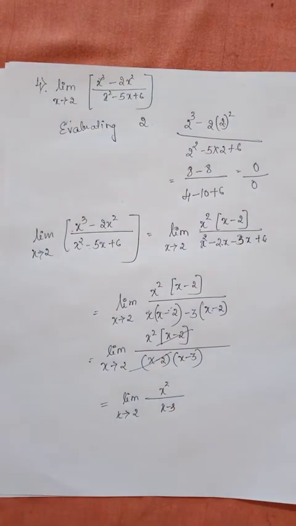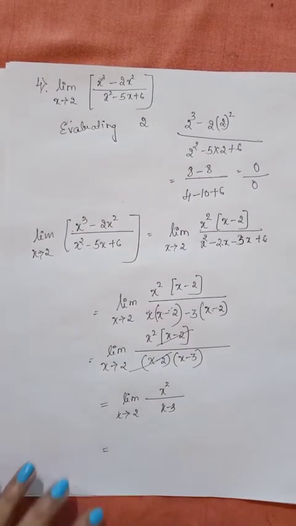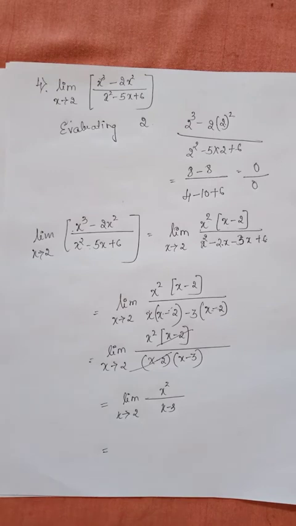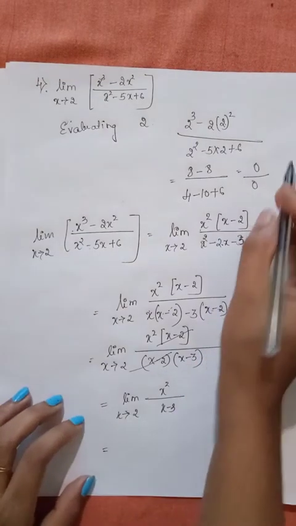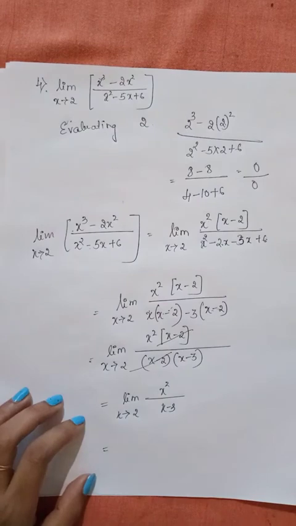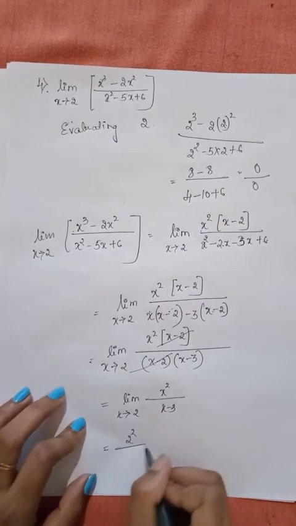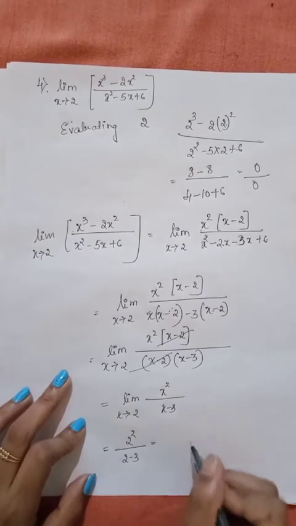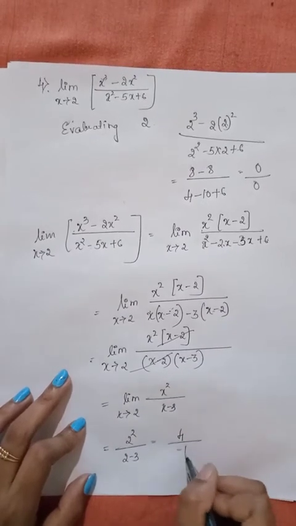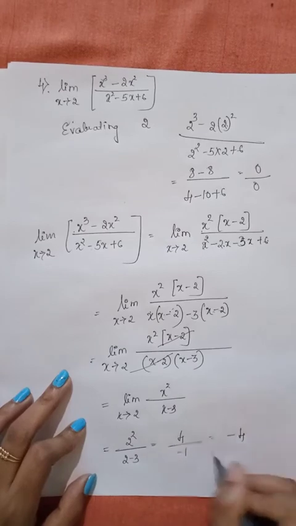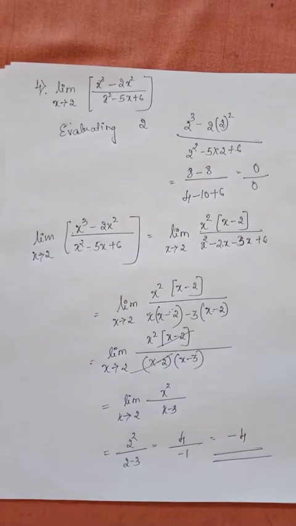Now you apply x equal to 2 and see whether it is converted into a well-defined form. Because 0 by 0 is a non-defined form, so we have to convert it into a well-defined form. So what will you get? 2 square upon 2 minus 3. 2 square is 4, 2 minus 3 is minus 1, 4 by minus 1 is minus 4. So what is your answer? Your answer is minus 4.